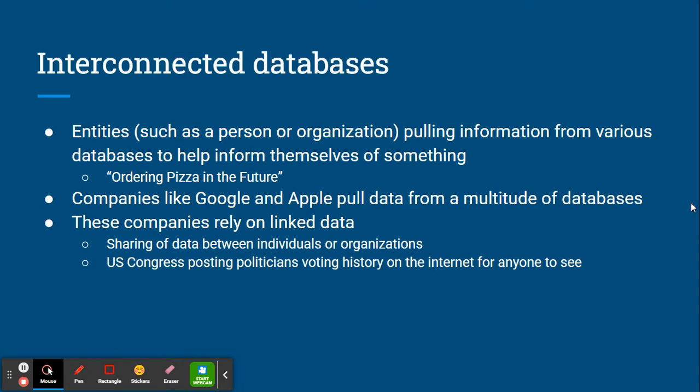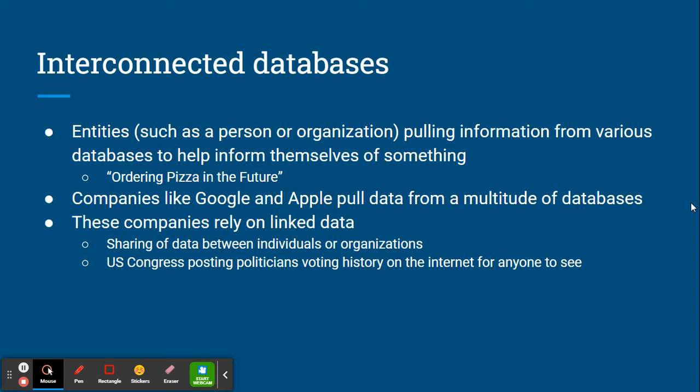Interconnected databases are entities, usually organizations, but maybe people, that pull information from various databases to help inform them of something. A great example is the ordering pizza in the future video we all watched, where a man calls a pizza place and he just wants a pizza, but they have access to his work history, financial records, medical records, and more. These are all examples of different databases.